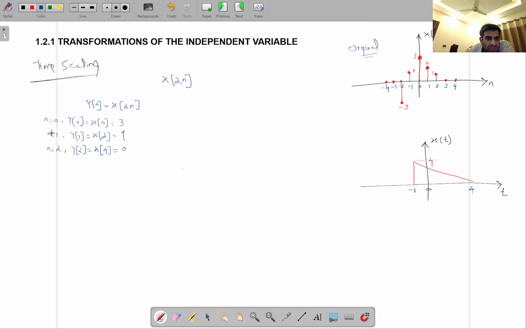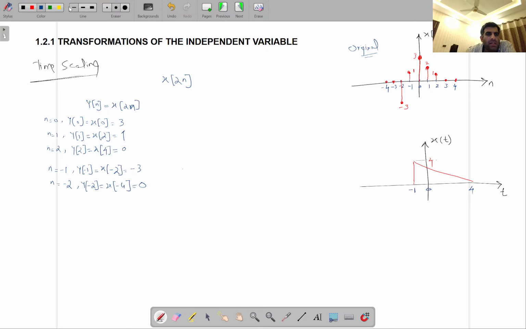Okay, let's take a few negative values as well now. Let's take n is equal to minus 1. That is going to be y of minus 1, and inside the brackets I'm going to get x of minus 2, so 2 multiplied by minus 1, because this is n. The value of signal x at n is equal to minus 2 is basically minus 3. So let's write minus 3 over here. Let's take one more value, n is equal to minus 2. We get y of minus 2 and x of minus 4, which you can see is 0.